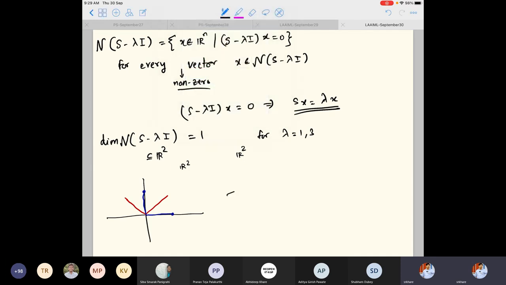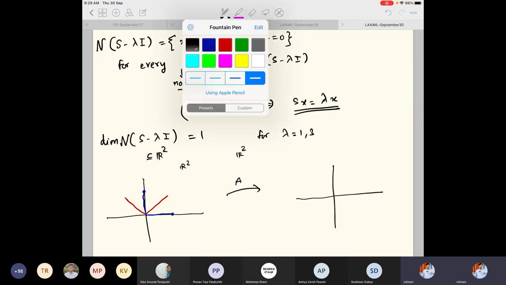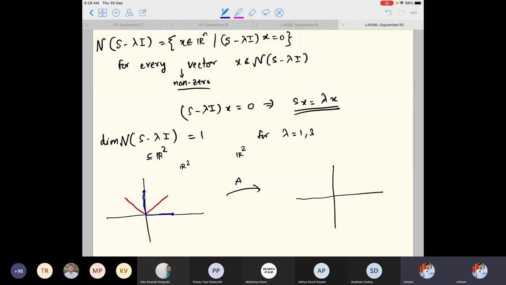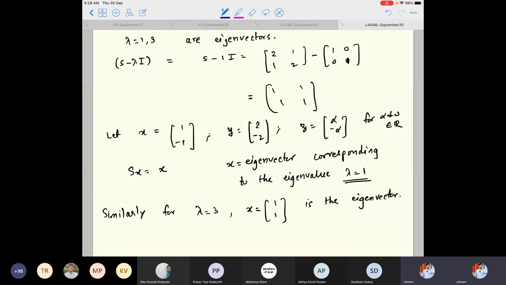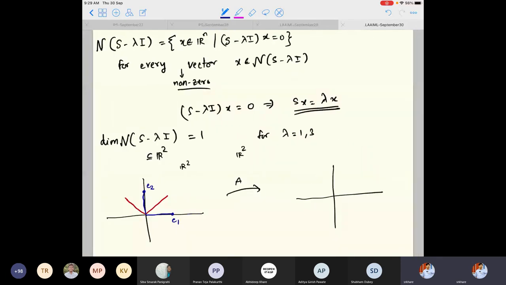Now you have the action of the matrix A on this entire R2 space. Where does this vector E1 go to? Can anybody tell? This is E1, this is E2. What is AE1? AE1 is the first column of the matrix, right? So it goes to (2, 1). So E1 goes here. Where does E2 go to? It goes to (1, 2), right? So this is AE1, this is AE2, right?